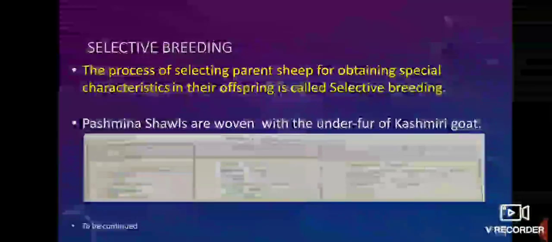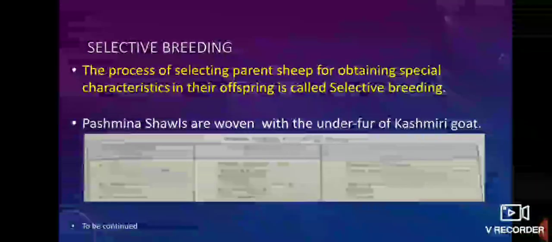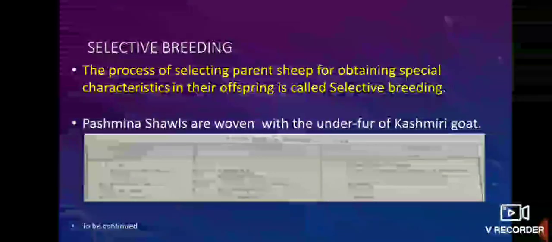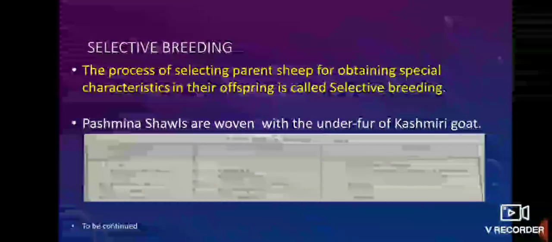Here are the pictures of some animals from where we get wool: sheep, goat, yak, camel, llama, alpaca. So how do we get wool from sheep? There are different steps for the processing of wool from sheep.